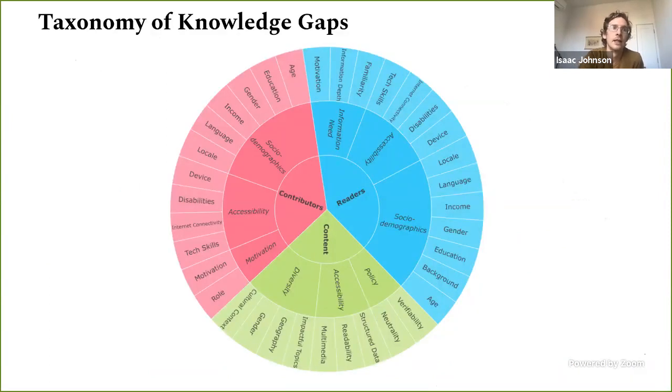Next slide. And together, these relationships show the importance of not just understanding each of these individual dimensions, contributors, readers, content, and the facets and gaps within them, but also the interdependencies between them, as that's going to help us understand how to best address the gaps that we do see.